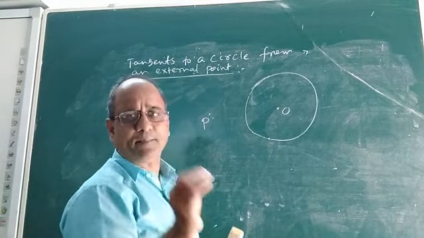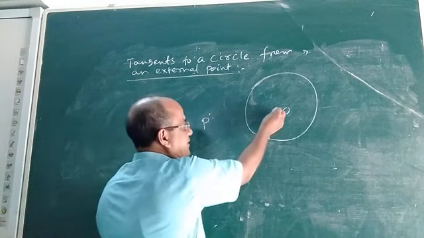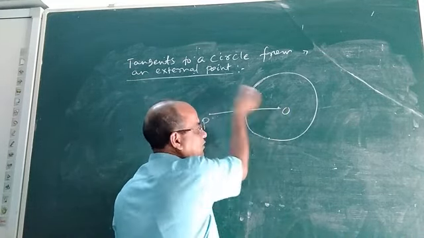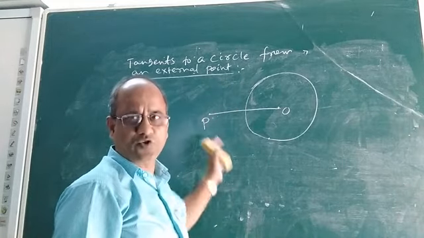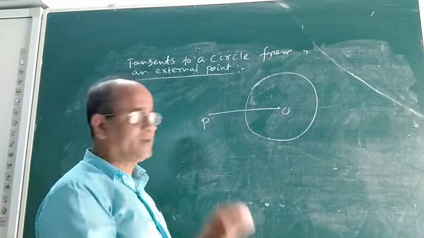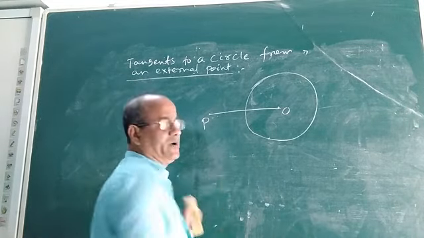Now, to construct a pair of tangents, what is the first step? The center is given, so first you join the center to the external point. Join the center to the external point. This is the first step. Now after joining the center to the external point, what is the next step?